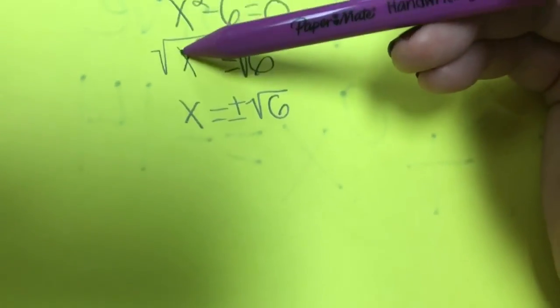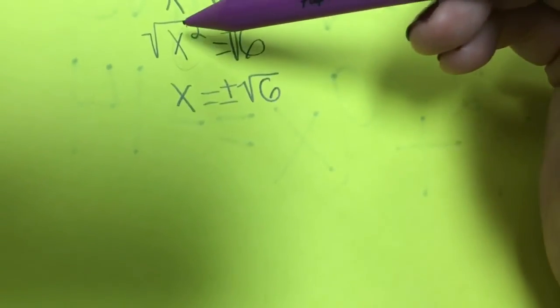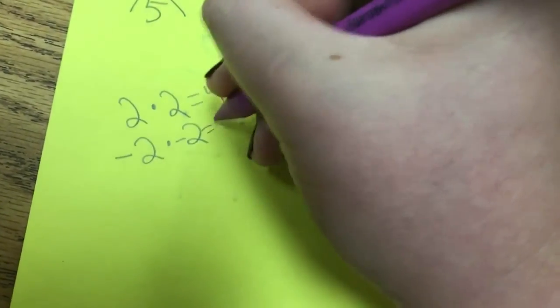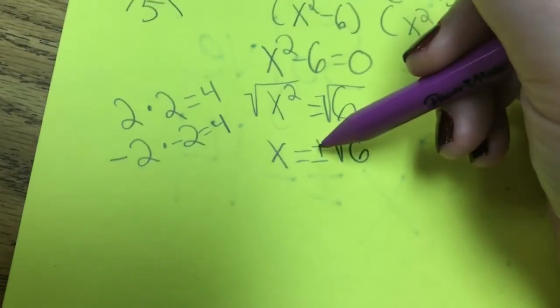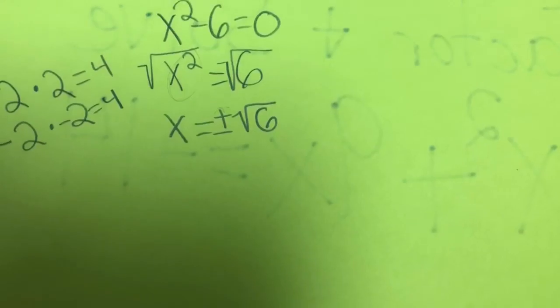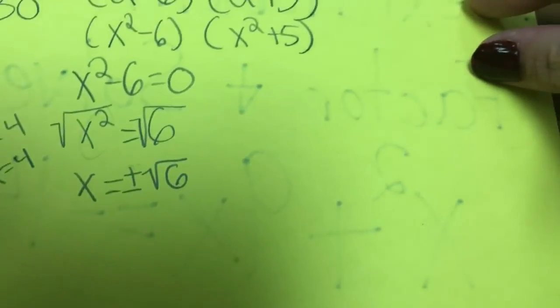Now I have to have plus or minus because this square root, you could have 2 times 2, and it would still give you this x squared. I could change it to negative 2 times negative 2, it still would give me positive 4. That is why you have to add this plus or minus. So plus or minus the square root of 6 is one answer.